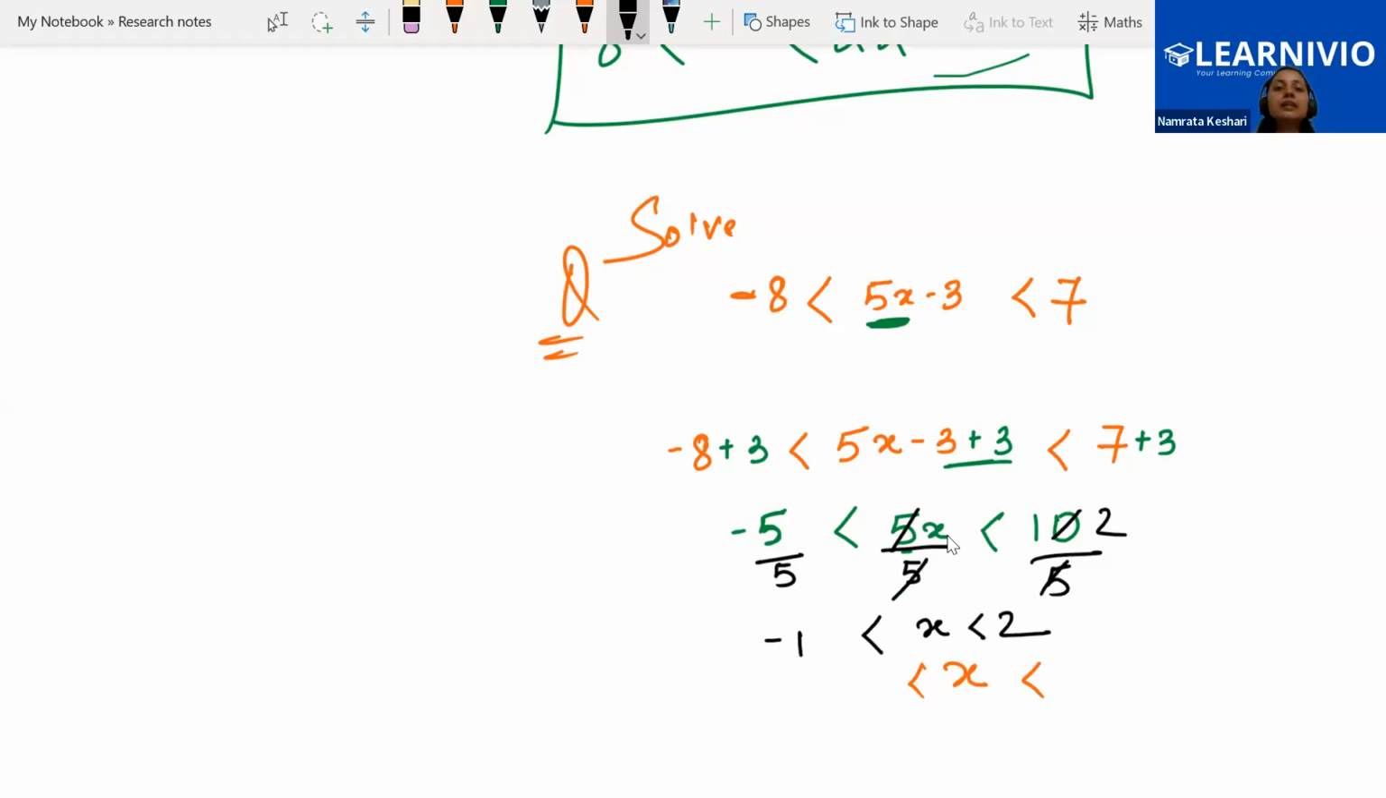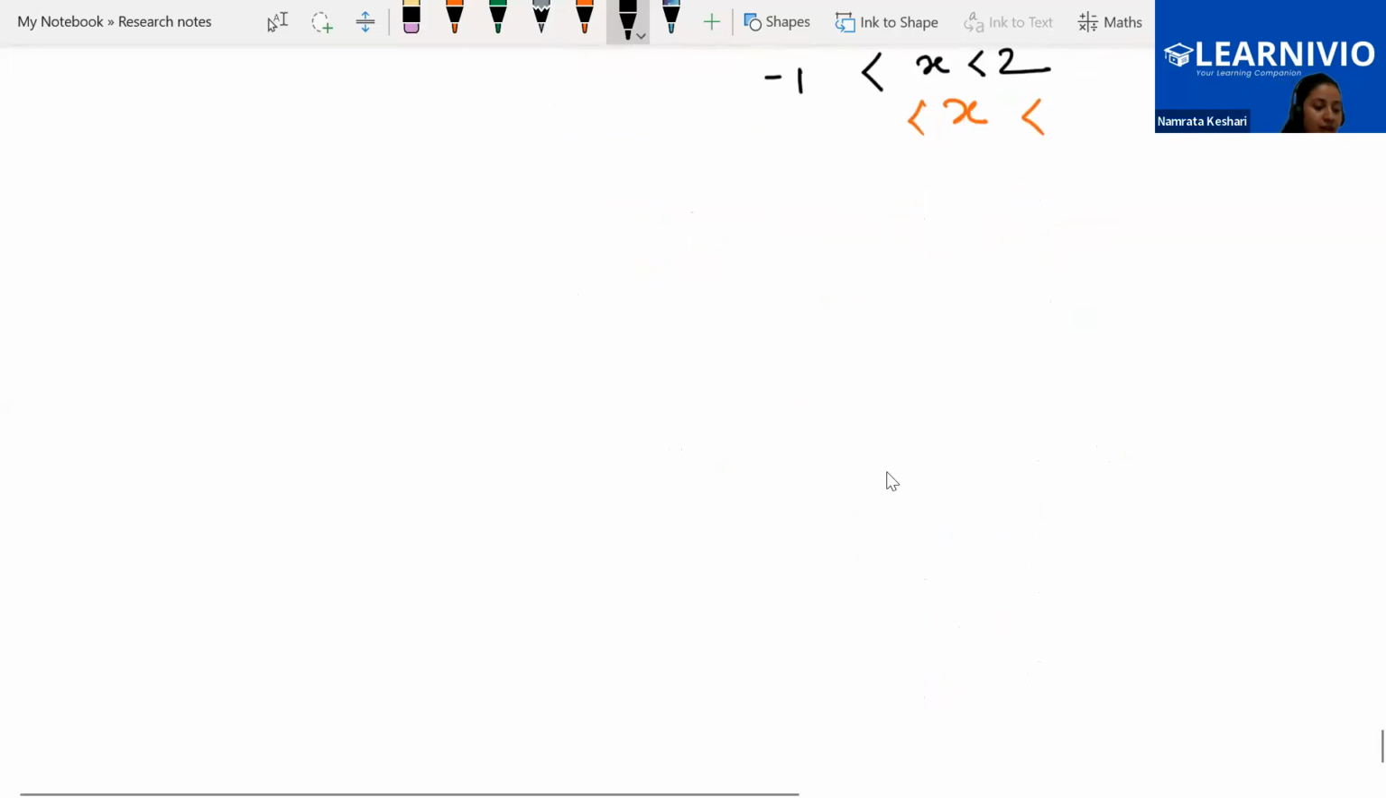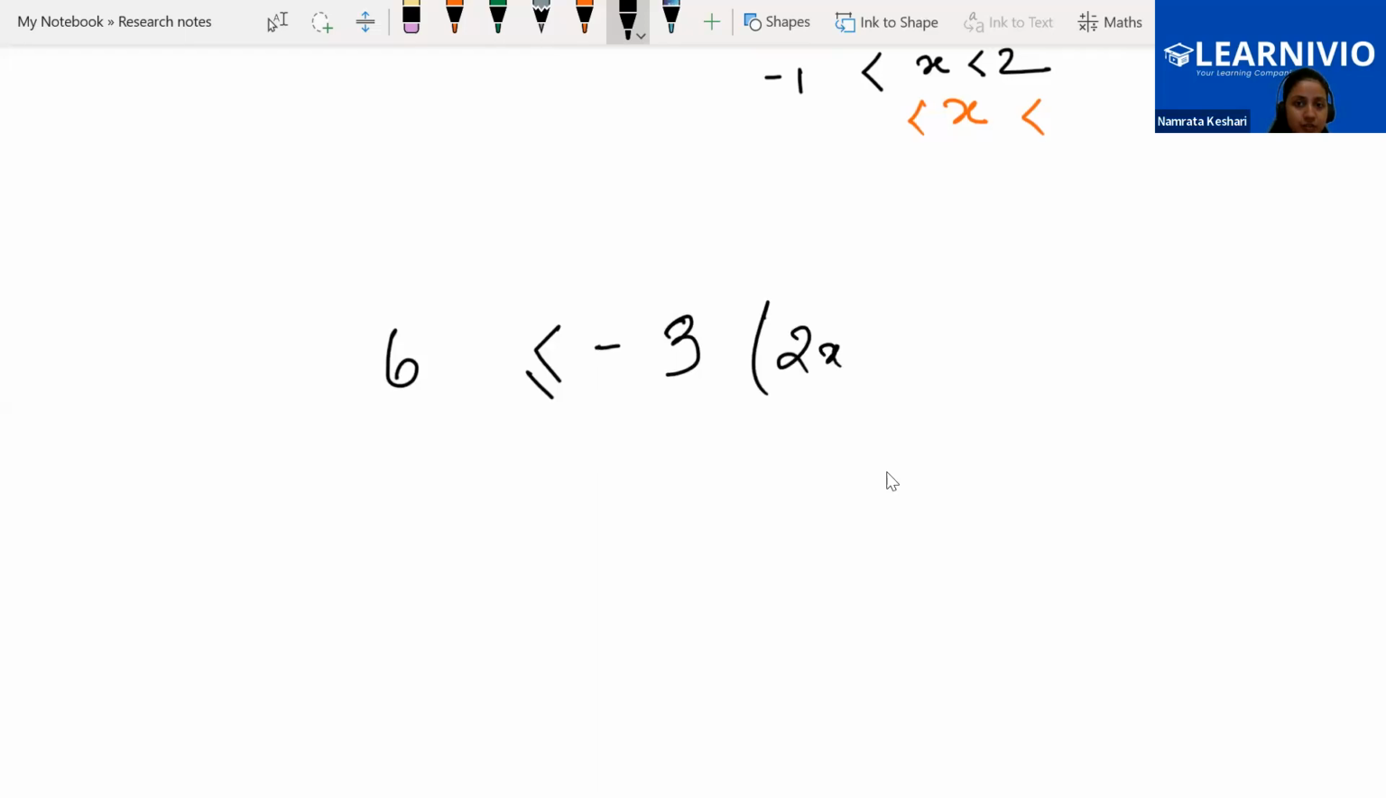Any confusion? Are you understanding how to solve when we are having this type of inequality? I'm giving you one more. Please solve: 6 is less than or equal to minus 3, 2x minus 4, less than 12. Do it.